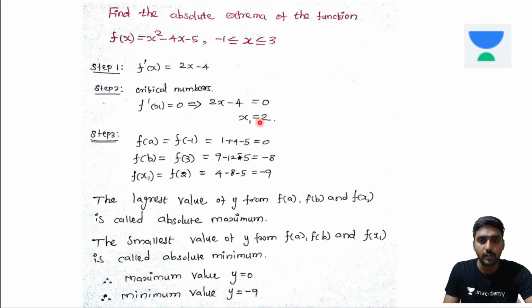Next one. We need to substitute the critical number also. f of x1, f of 2, is 2 square, 4. Now 4 into 2 is equal to 8. Minus 8 minus 5. If you simplify the equation, minus 9.